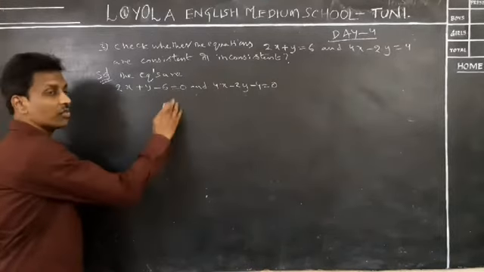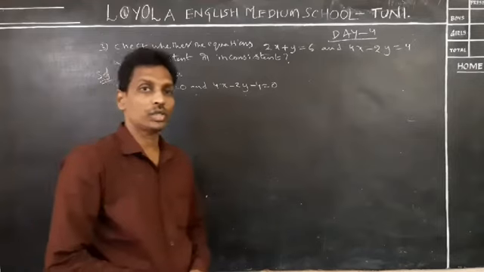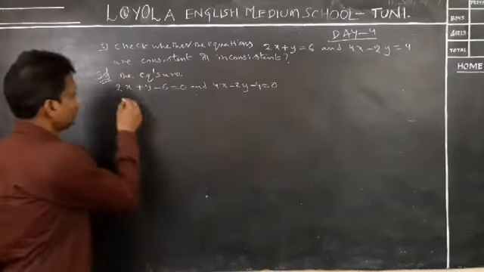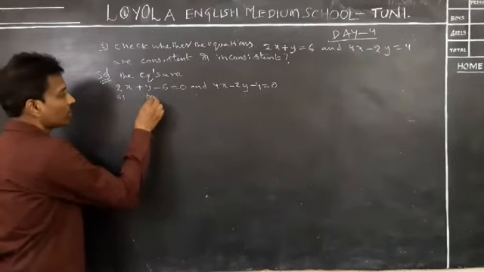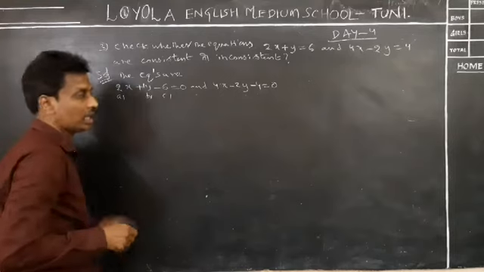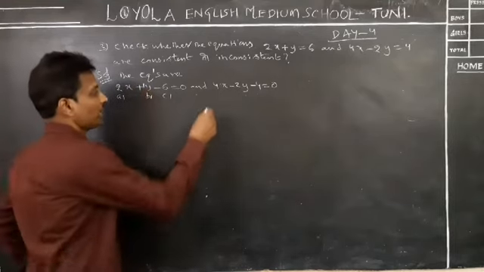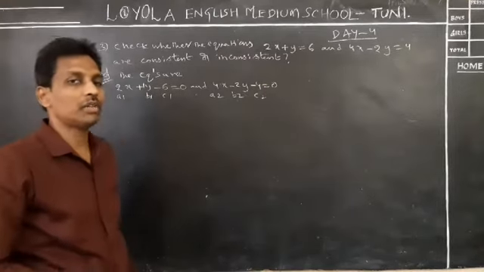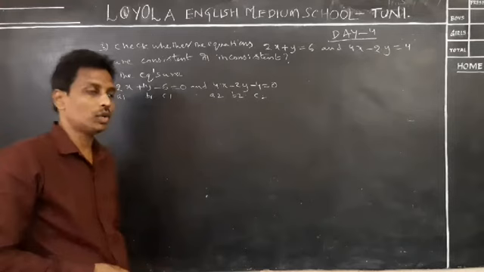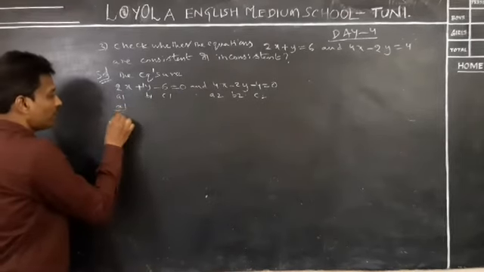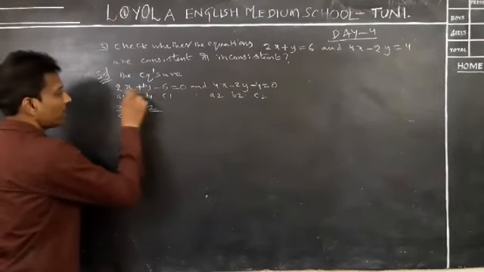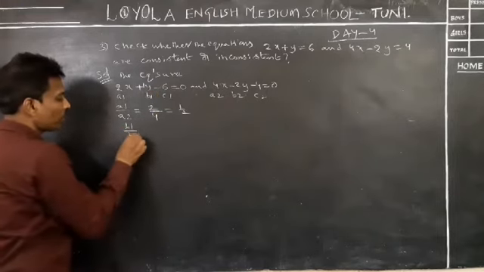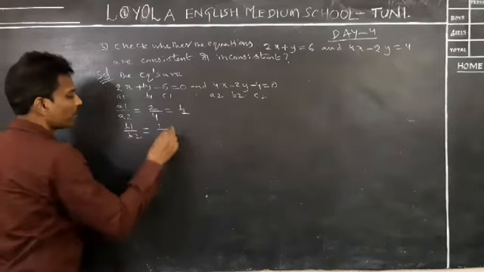That means this is in the form of a1x plus b1y plus c1 equals 0, and this is in the form of a2x plus b2y plus c2 equals 0. That means these are the values of a1, b1, c1. Let us consider 1 as the coefficient of y. So this is a2, b2, c2. Let us check the ratio of the x coordinates and the y coordinates. We find a1 by a2. a1 value is 2, a2 value is 4, that is 1 by 2. So b1 by b2 we also find, 1 by minus 2.